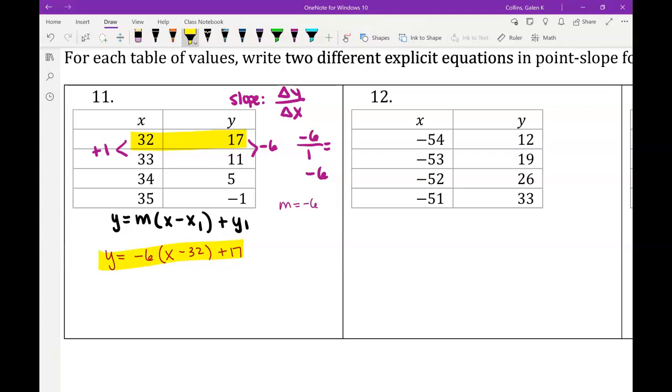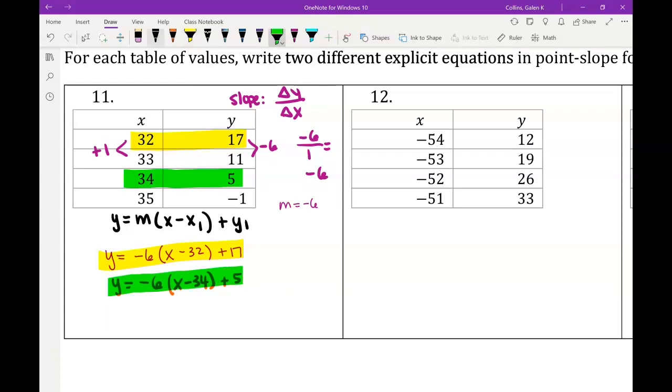But I could do it with any ordered pair. So I'm going to skip down. Let's use this ordered pair. This would be y equals -6. My slope doesn't change. It's constant rate of change. X minus 34. Out here, plus 5.